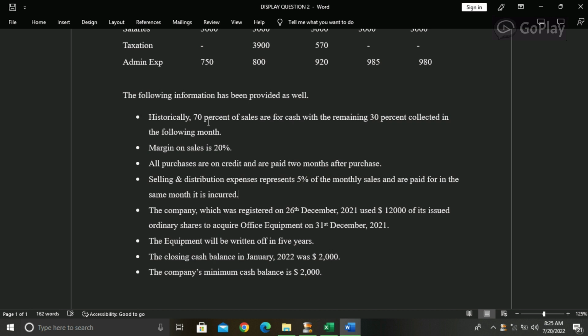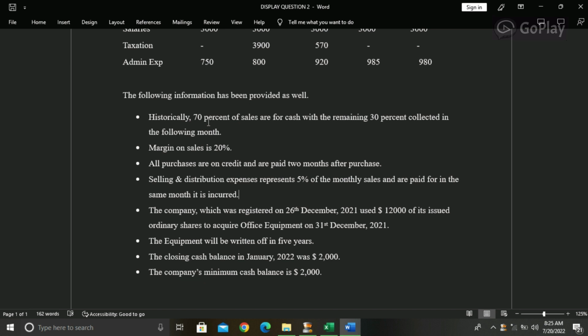Margin on sales is 20%. All purchases are on credit and are paid 2 months after the purchase. Selling and administrative expenses represent 5% of the monthly sales and are paid for in the same month it is incurred. The company, which was registered on 26th December 2021, used 12,000 of its issued ordinary shares to acquire office equipment on 31st December 2021. The equipment will be written off in 5 years.